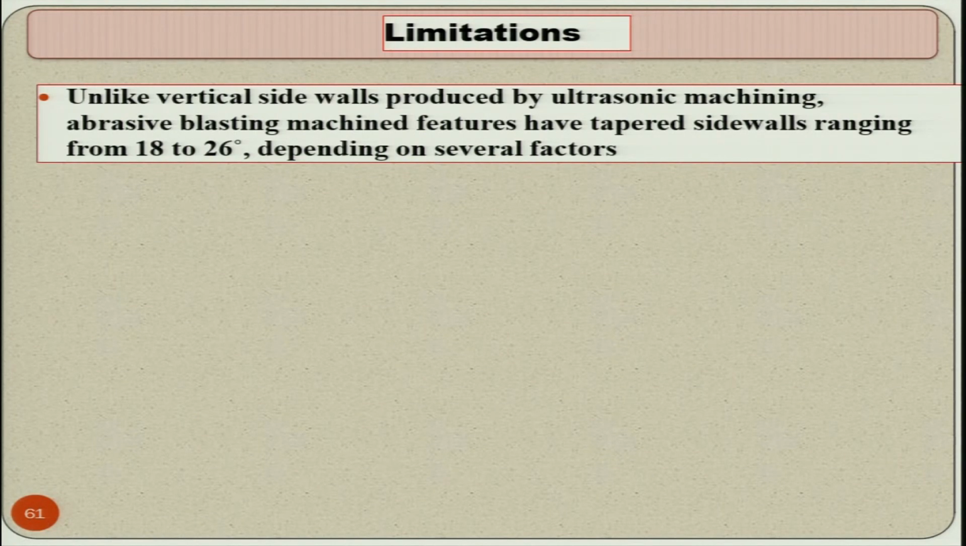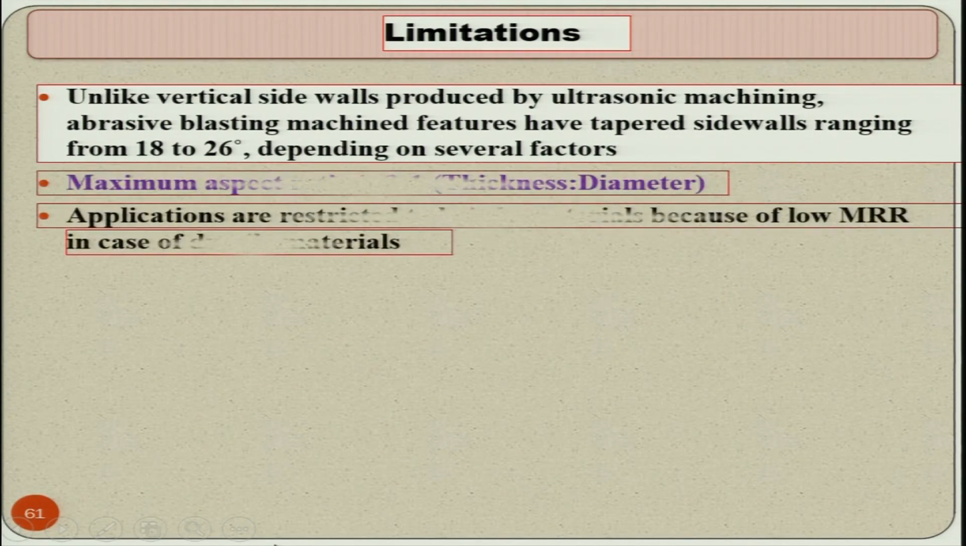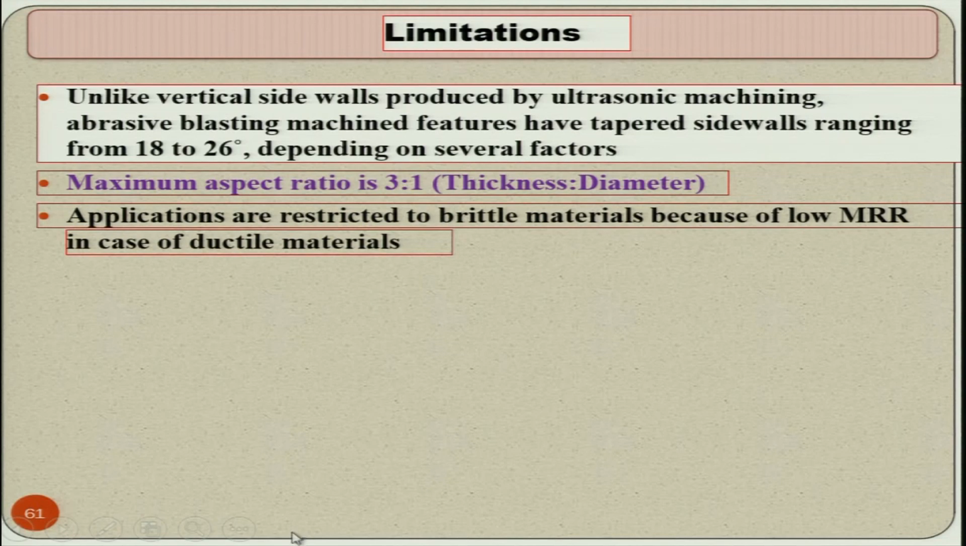However, to a certain depth you can minimize it by having the minimal possible stand-off distance or nozzle tip distance. The taper angle ranges from 18 to 26 degrees, depending on several factors, basically input parameters, and also the characteristics of the workpiece material. Maximum aspect ratio is 3:1, which depends upon the thickness and your input parameters. And applications are restricted to brittle materials because of low MRR in the case of ductile material.